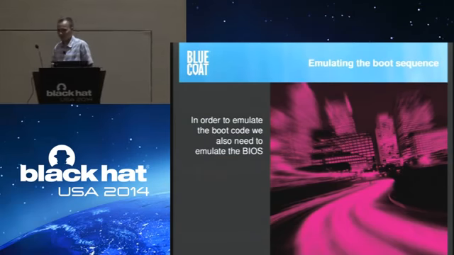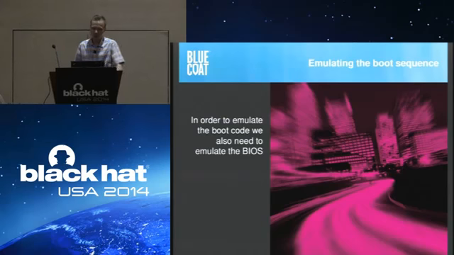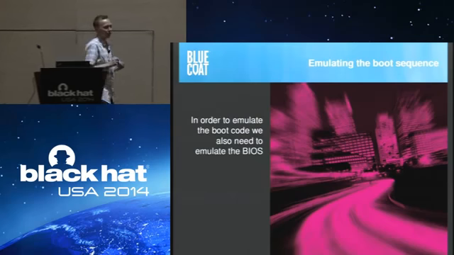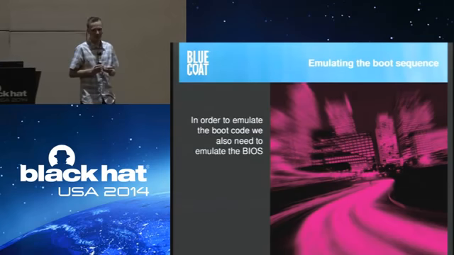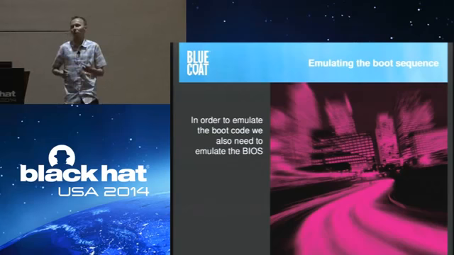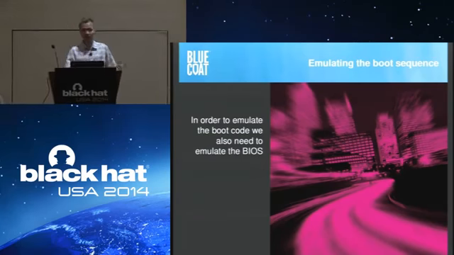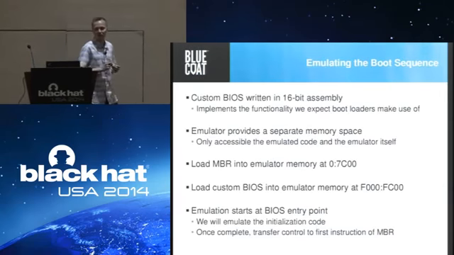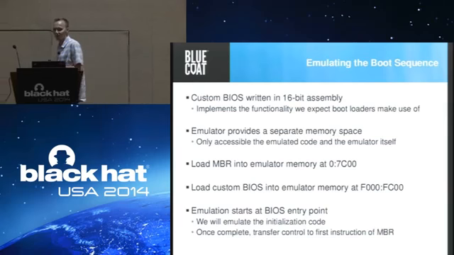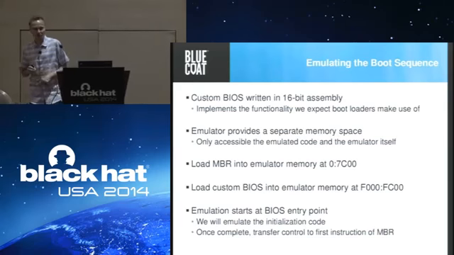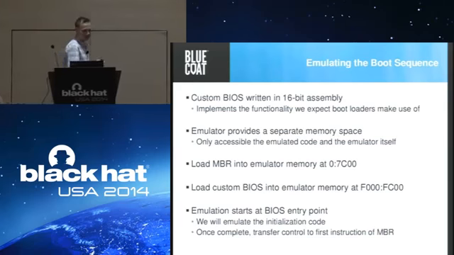And you want to detect bootkits. Obviously, what we aim to analyze is the boot code itself, and we know that the boot code will make use of interrupts. Basically, it will call the BIOS to do its heavy lifting. So we need to emulate both the boot code and the BIOS, which is fun. So what we've done is to write our own custom BIOS in 16-bit assembly.